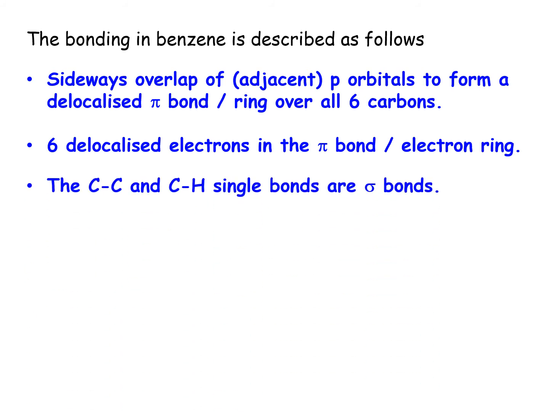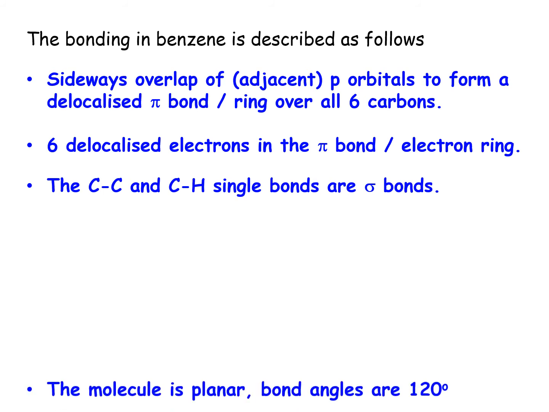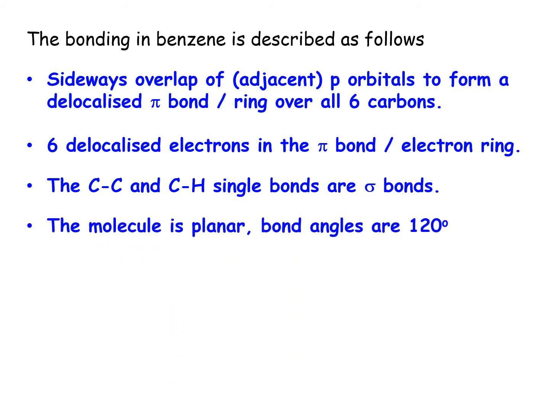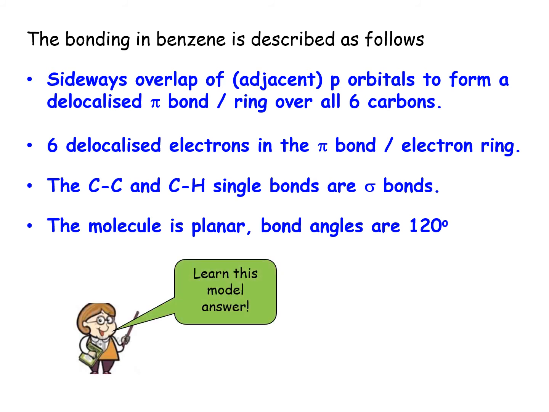Don't forget there are other bonds in the molecule. They are sigma bonds, so your carbon-to-carbon single bonds and your carbon-to-hydrogen are all sigma bonds. As we said on the previous slide, the molecule is flat, we call that planar, and its bond angles are 120 degrees. This is a model answer, and it is a question that's typically not very well answered, so learn the model answer.